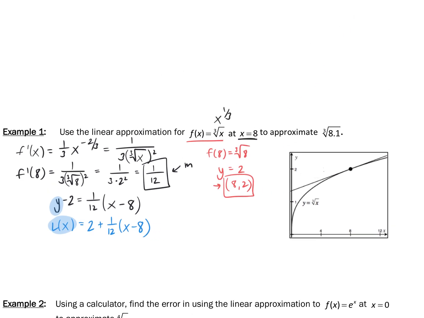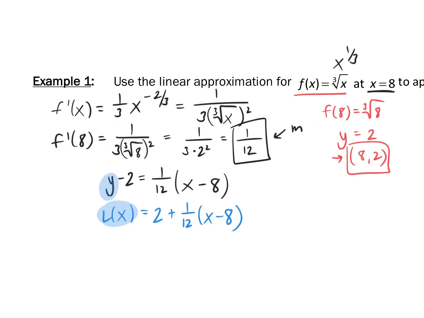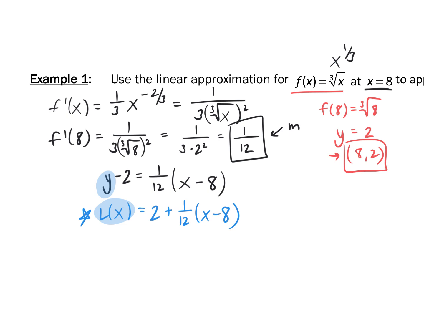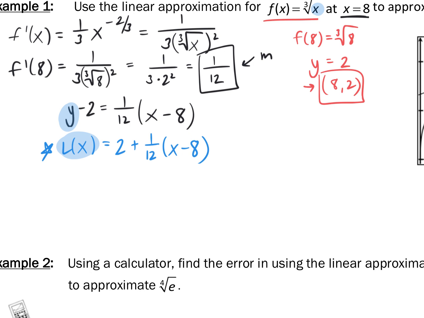Okay, well, we're specifically looking at the cube root of 8.1. So technically, using the linear approximation formula, I'm going to approximate when my x value equals 8.1. So that's where the place of the x is, right? So we're going to use the local approximation, or the linear approximation. L of 8.1 is equal to 2 plus 1/12 times 8.1 minus 8.